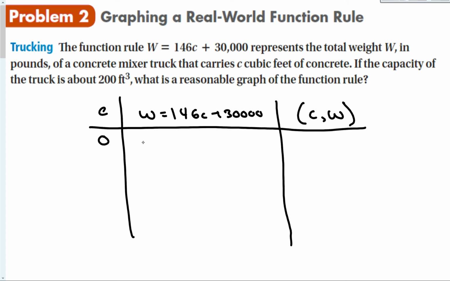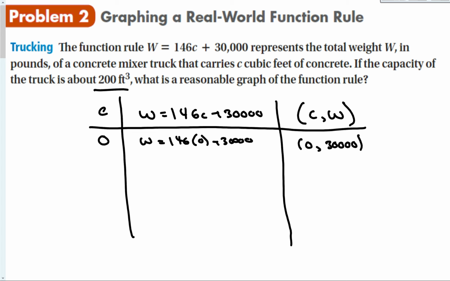Let's start with 0. W is going to be 146 times 0 plus 30,000, which is just 30,000. So for 0, my output is 30,000. If I don't carry any concrete, then the total weight of the mixer truck is going to be 30,000 pounds. Makes sense. Truck still weighs something even if it's empty. Now I could plug in any value that I want, but I want to make a model that goes up to 200, up to the capacity of the truck.